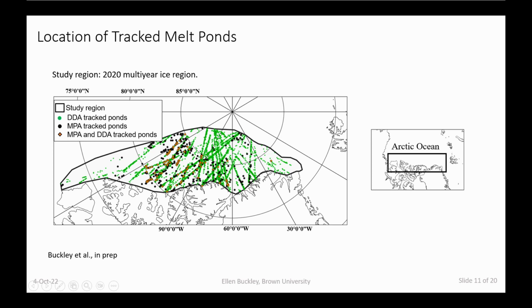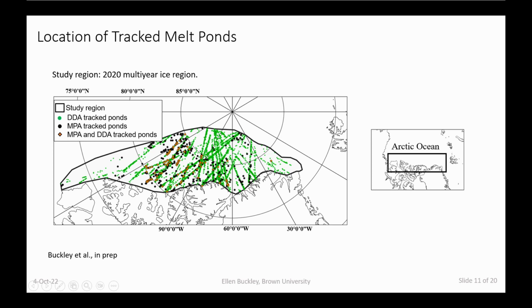Our study was focused on the multi-year ice region in 2020. So this is the May multi-year ice extent from 2020. We're looking at 2020 because it was the first year of continuous ICESat-2 data, and also a year of anomalous melt, really anomalous May temperatures.